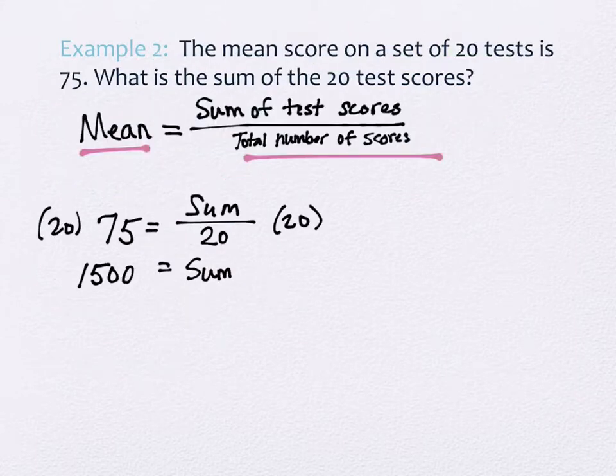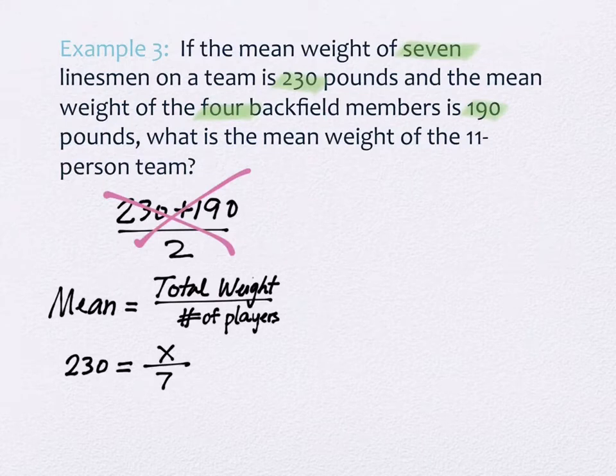Like I told you over here, why would I need to know their total sum? That seems sort of weird. Well, I'm going to use it here to finish this particular problem and answer another question. I could find their total weight then by multiplying by 7. So what is the weight of my 7 linesmen if I combine them?